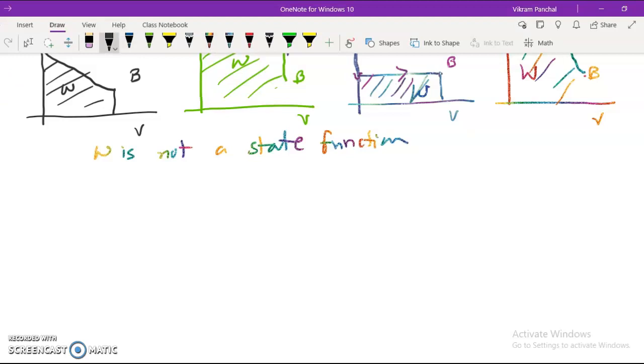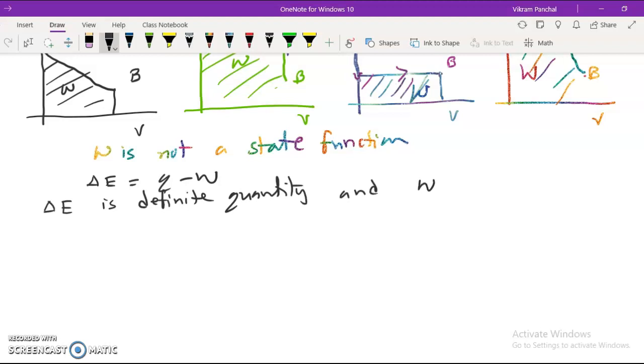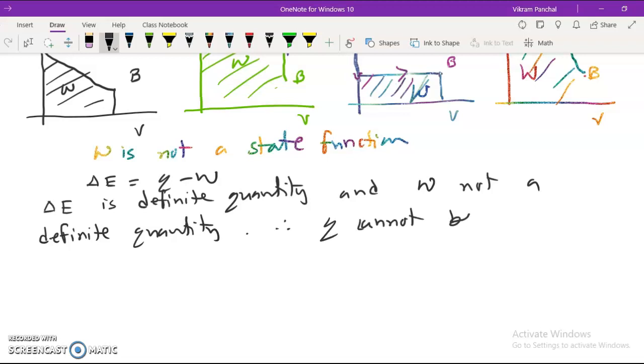So it implies that W is not a state function, and we know that delta E is equal to Q minus W. Delta E is a definite quantity, and W is not a definite quantity. Therefore, we can say that Q cannot be a definite quantity. So, mathematically, infinitesimal changes in Q and W are not exact differentials, but are inexact differentials. And therefore, we write dE is equal to del Q minus del W.